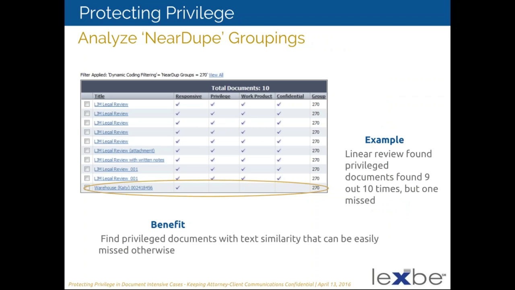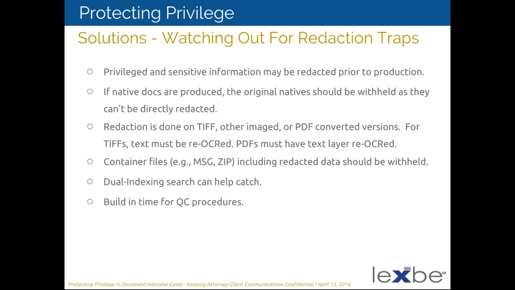Then one runs a report that shows some of the near-dupe group and see if they have been consistently marked as responsive, privileged, work product, confidential. So here's an example where 9 versions of the document were found, but 1 was missed. In a real case, something like that could get out and be very damaging, even with a clawback agreement. You've still let the horse out of the barn, as they say, and it can be detrimental to one's case.